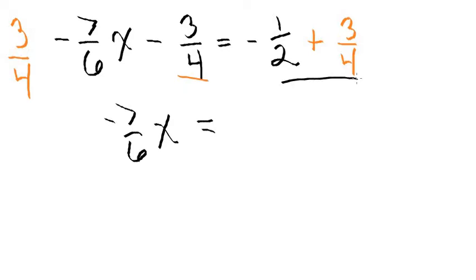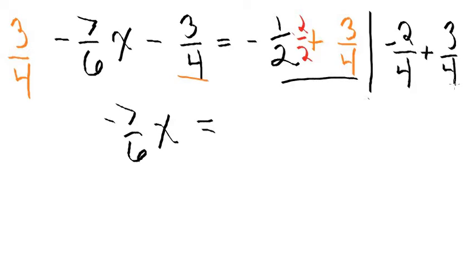Now what you want to do here is get a common denominator. What color should we use here? And that means that this would be a 2/2 here. So we have a common denominator, and we're going to do some side work over here. So this becomes negative 2/4 plus 3/4, which is going to end up leaving us with 1/4. Okay, so we should have 1/4 over here on this side.